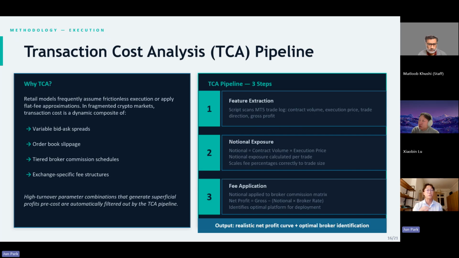So to account for this, I engineered a pipeline which automatically extracts raw trade logs from MT5 and then computes the notional exposure of each trade, and then cross-references that against exchange fee matrices to deduct commissions directly from gross equity. And then ultimately what that does is it provides a better view of the robustness of a trade, and it eliminates trades that artificially prop up gross profit, but in reality wouldn't be profitable at all.